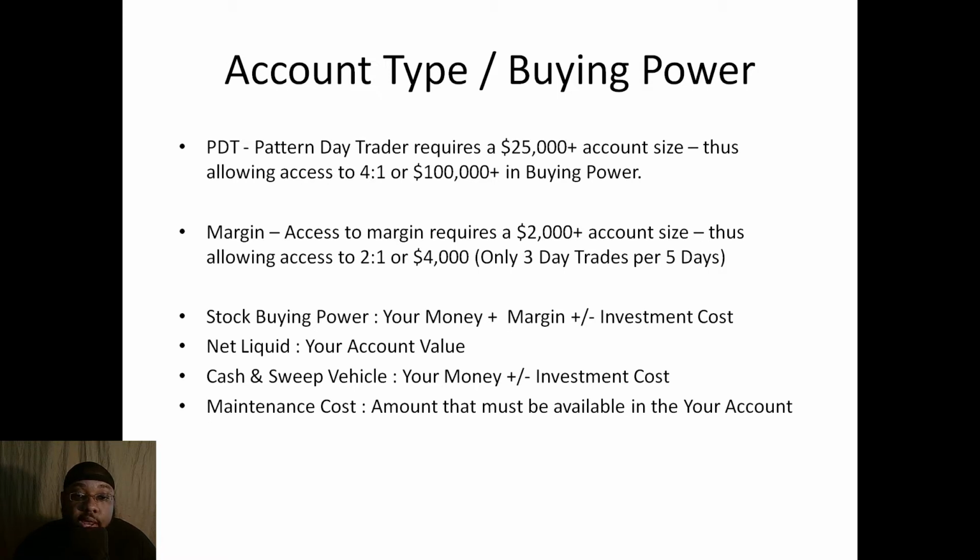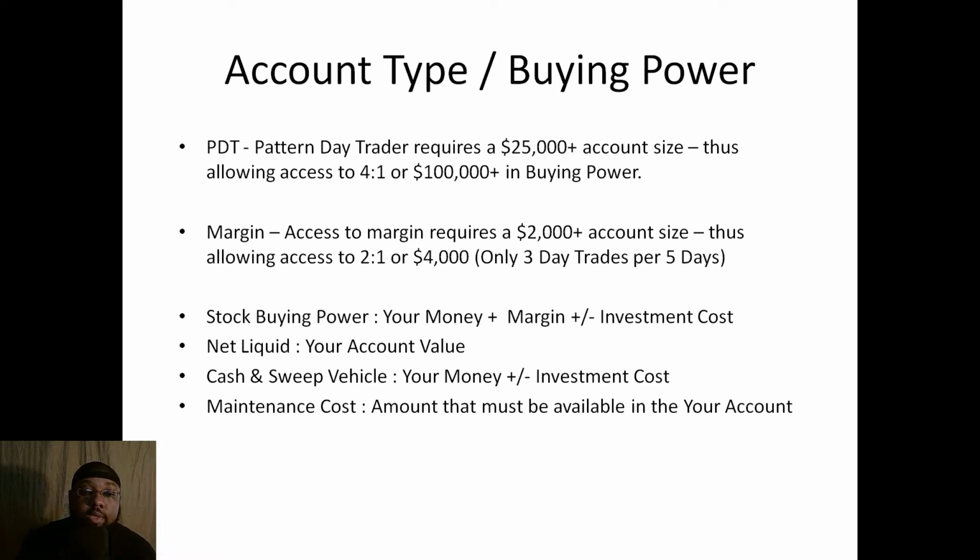If you had a $2,000 account and you got $2,000 in margin, your stock buying power would be $4,000 and your net liquid would be $2,000. If you bought $1,000 worth of a particular stock, that would reduce your cash sweep by likely 500, while the other 500 would reduce your margin. So it gets split between your margin.